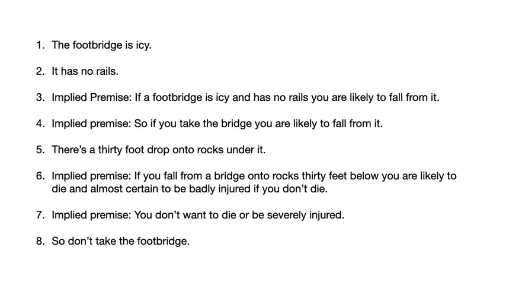Look, I could fill in a whole bunch of premises here, right? The footbridge is icy. It has no rails. Implied premise, if the footbridge is icy and has no rails, you are likely to fall from it. Implied premise, so if you take the footbridge, you're likely to fall from it. There's a 30-foot drop onto rocks under it. Implied premise, if you fall from a bridge with rocks 30 feet below, you are likely to die and almost certain to be badly injured if you don't die. Implied premise, you don't want to die or be severely injured, so don't take the footbridge.